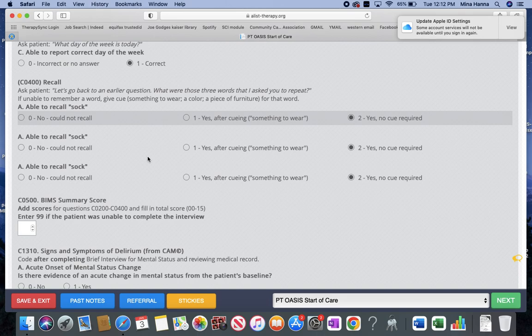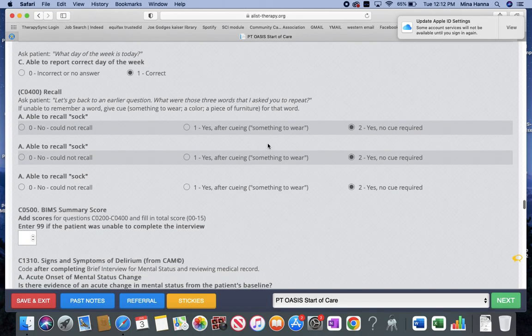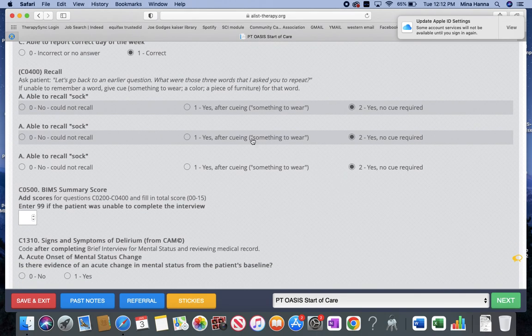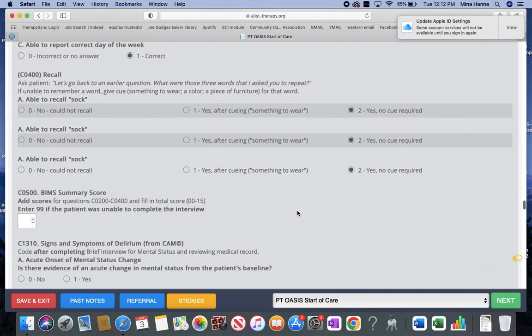Now, I know what everyone's going to say, and it's going to be kind of annoying doing this because it's not really part of your scope of practice so much. But it is something that they're requiring it for. So if somebody answered all these questions correctly, then you can go ahead and answer, yes, no cue required. If you have to cue them, you can say something. So, and that's kind of how it goes.